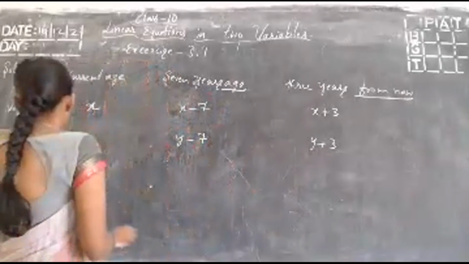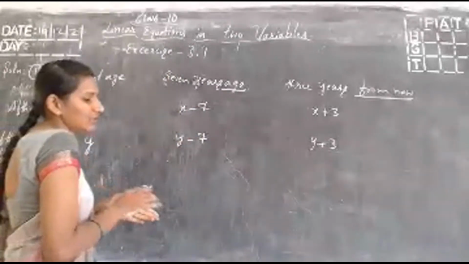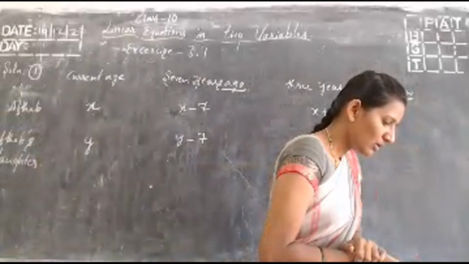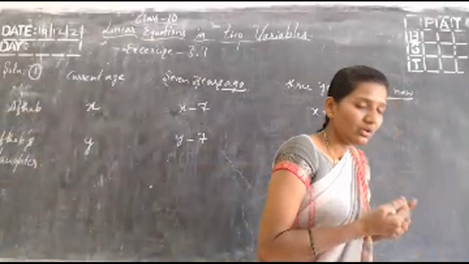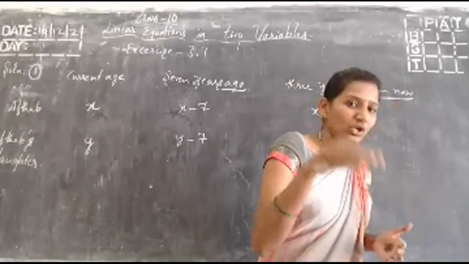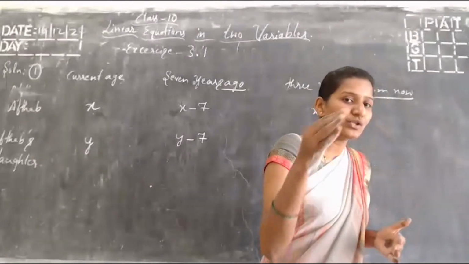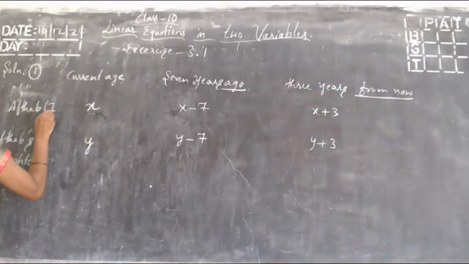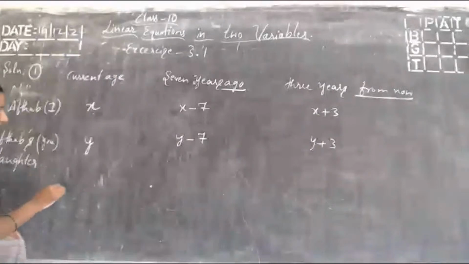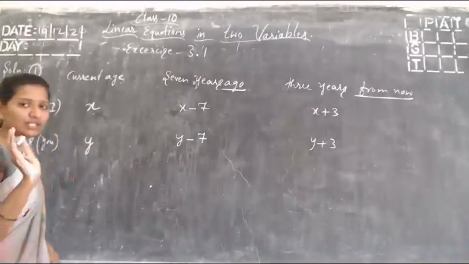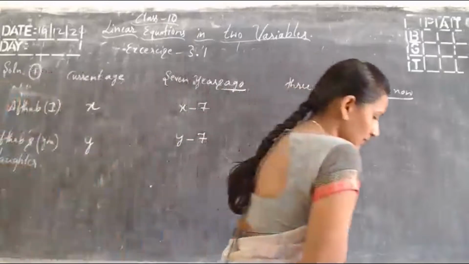and solve the equations. See, given that 7 years ago, I, meaning Aftab, was 7 times as old as you, meaning Aftab's daughter. By using the given statements, we have to write the equations.